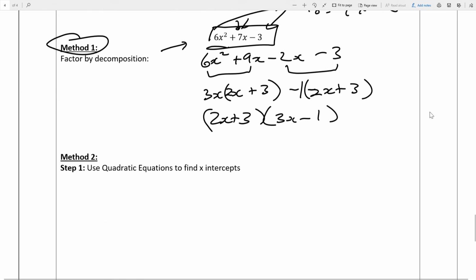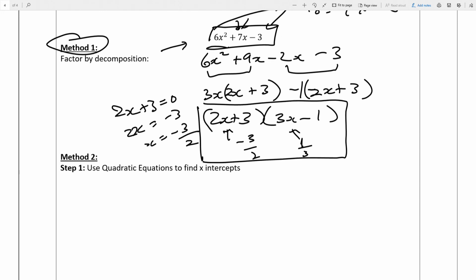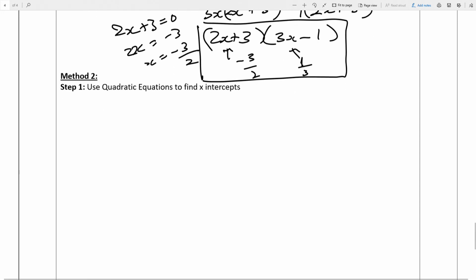So it looks like the x-intercepts are minus 3 over 2 and 1 over 3. Right? To get these answers, all you have to do is solve for 2x plus 3 is equal to 0. So that's what you're trying to do, make it equal to 0. X is going to be equal to negative 3 over 2. Okay, so this is the answer we got. And then we want to see if we get the same answer after using the quadratic formula.